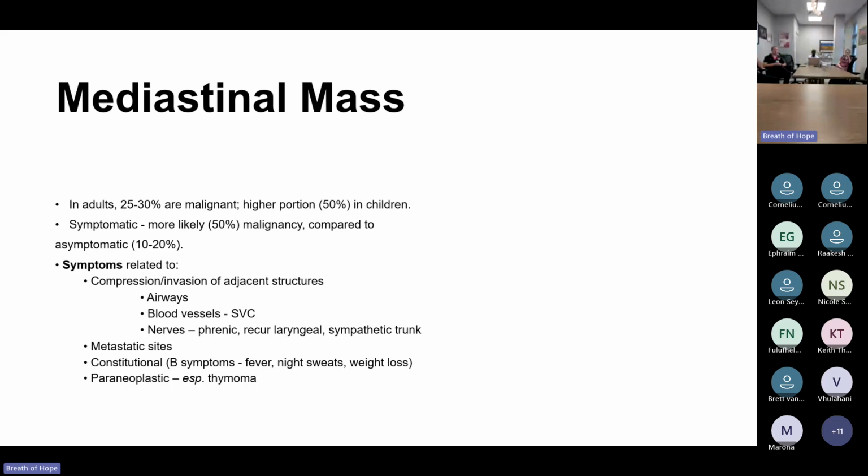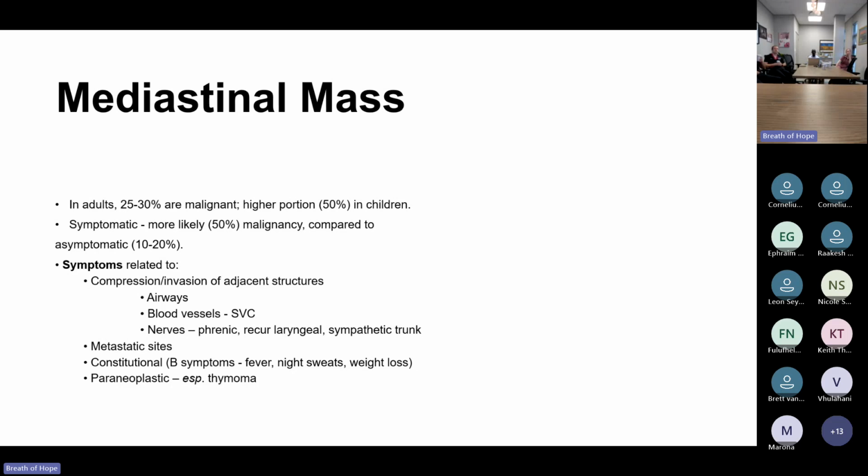Of note, the clinical presentations might be very atypical. A patient might come with Horner syndrome, where they have miosis, the constriction of one pupil, because of involvement of the sympathetic trunk ganglia. Or they can present with vocal cord paralysis, or with left hemidiaphragmatic paralysis. The symptoms are also determined by metastatic sites and constitutional symptoms.